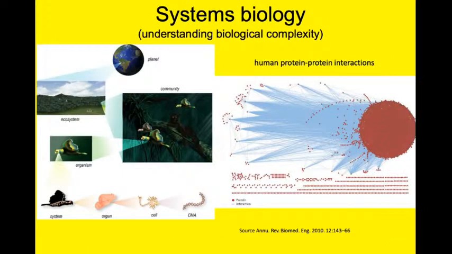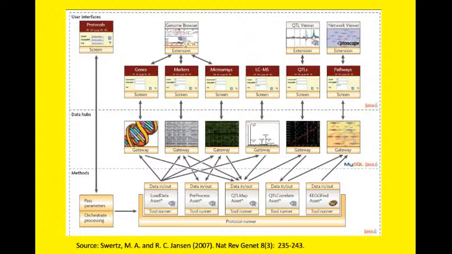Systems biology: here you can see that there's a planet, then there's an ecosystem, then a community, then one organism, then systems, organ, cell, DNA. How all these parts are connected to each other, and how these protein interactions are being done. To do so, human protein interaction could be studied in order to check the interaction between different organisms.